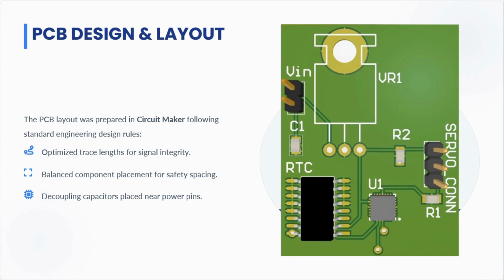Here you can see the complete electronic schematic that maps out these interfaces. It details the precise wiring between the ATmega328P, the RTC DS3231, and the LM7805 regulator, alongside the headers for power and the servo motor. This schematic served as our blueprint for the physical board.